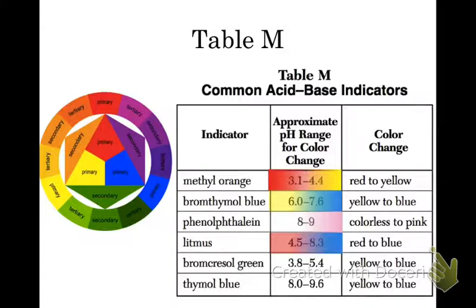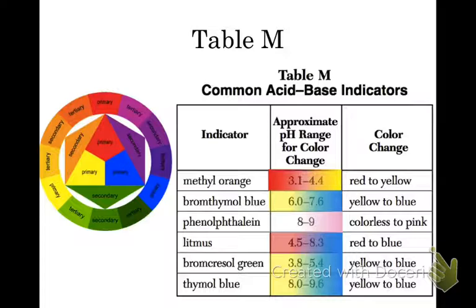Litmus, which we've seen before, in the acidic range of 4.5 and below, it's going to be red, and in the basic range of 8.3 and above, it's going to be blue. In between, it'll be purple. Alright, bromocresol green will be 3.8 and below, it'll be yellow, and 5.4 and above, it should be blue. And for thymol blue, 8.0 and below should be yellow, and 9.6 and above should be blue.